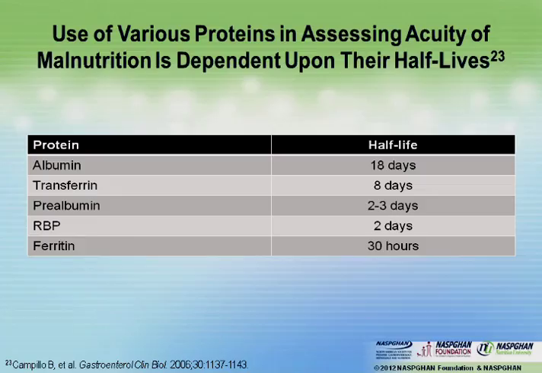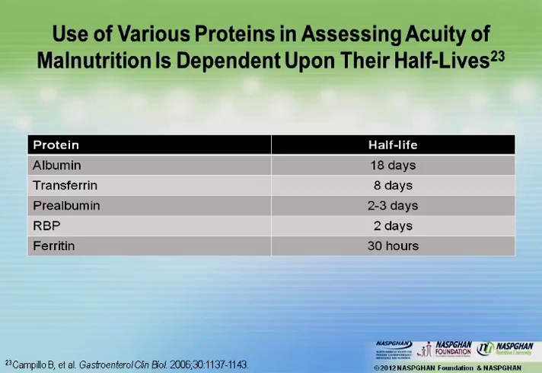You haven't seen this slide yet. This is basically the half-life of our various proteins. So if you're looking at a patient in whom you suspect acute protein malnutrition, yes, a pre-albumin and RBP are helpful. But we don't routinely use them unless someone has an acute change in their nutritional status.